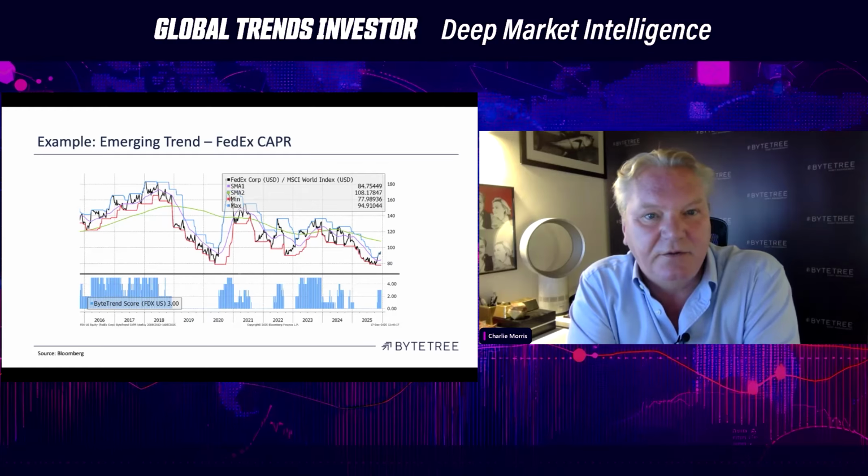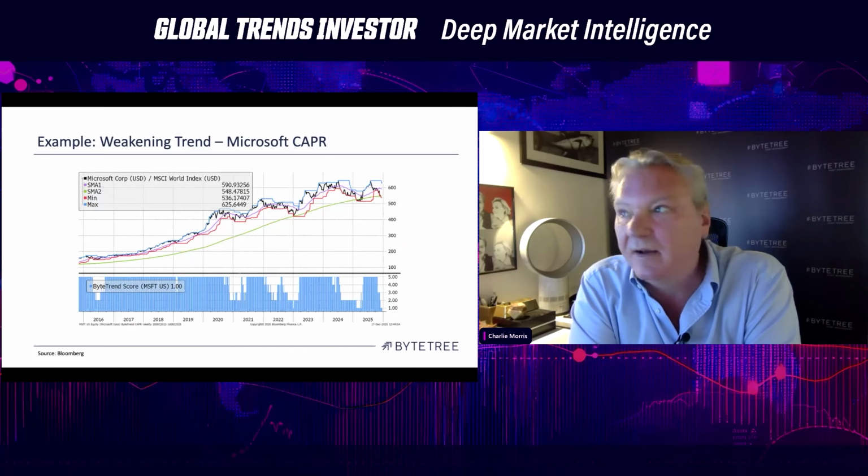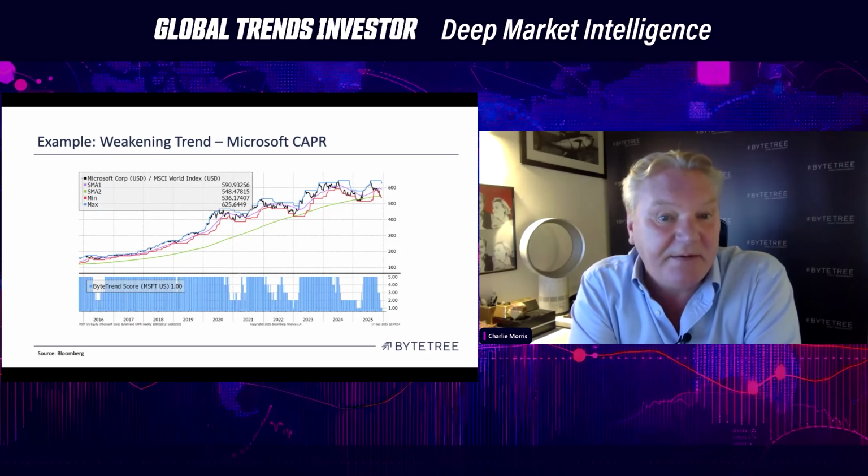and we call that an emerging trend. On the bear side, market darling Microsoft might surprise you that it's only just beaten the world index over the past 5 years, but that's now deteriorating. But the green line is still going up, and so it's not quite a bear trend yet. It may develop into that in time. We don't yet know.